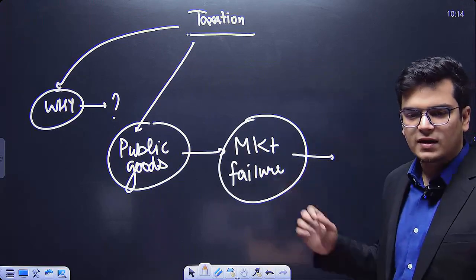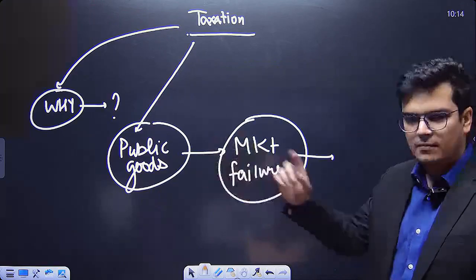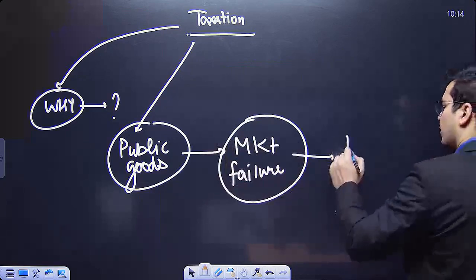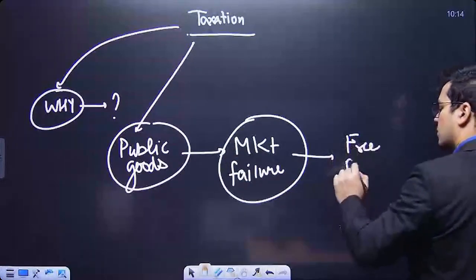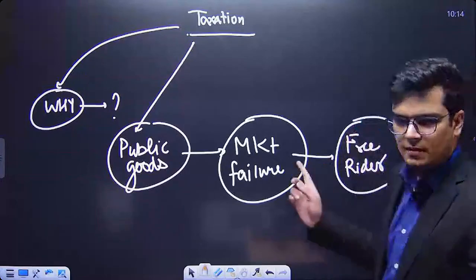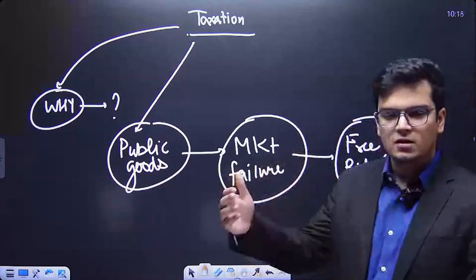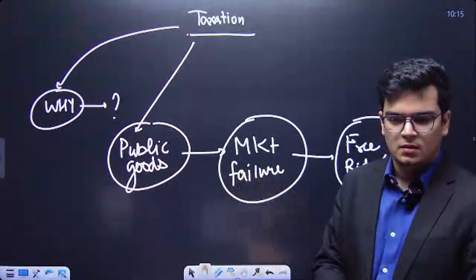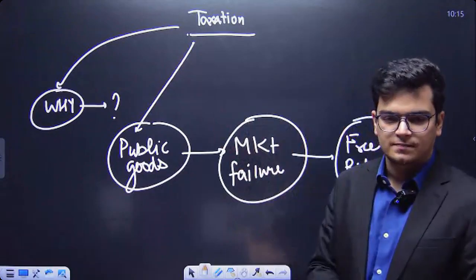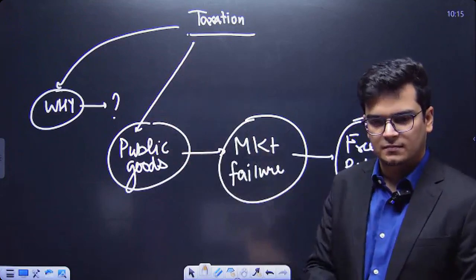Why does market fail to provide public goods? Market fails to provide public goods because they have a free rider problem. Remember, we studied this at the beginning in microeconomics. There was a free rider problem. You cannot exclude someone from use and nobody will be willing to pay. Therefore, government has to collect tax. This is why government collects taxes.